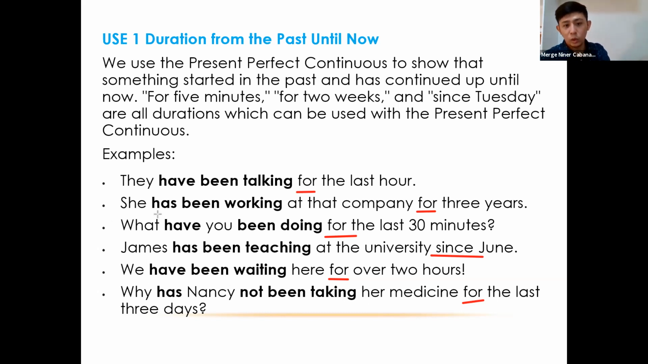She has been working at that company for 3 years. She started working at that company in the past. She is still working now, and she is maybe going to work there in the future. What have you been doing for the last 30 minutes? James has been teaching at the university since June. We have been waiting here for over 2 hours. Why has Nancy not been taking her medicine for the last 3 days? So those are just some samples.